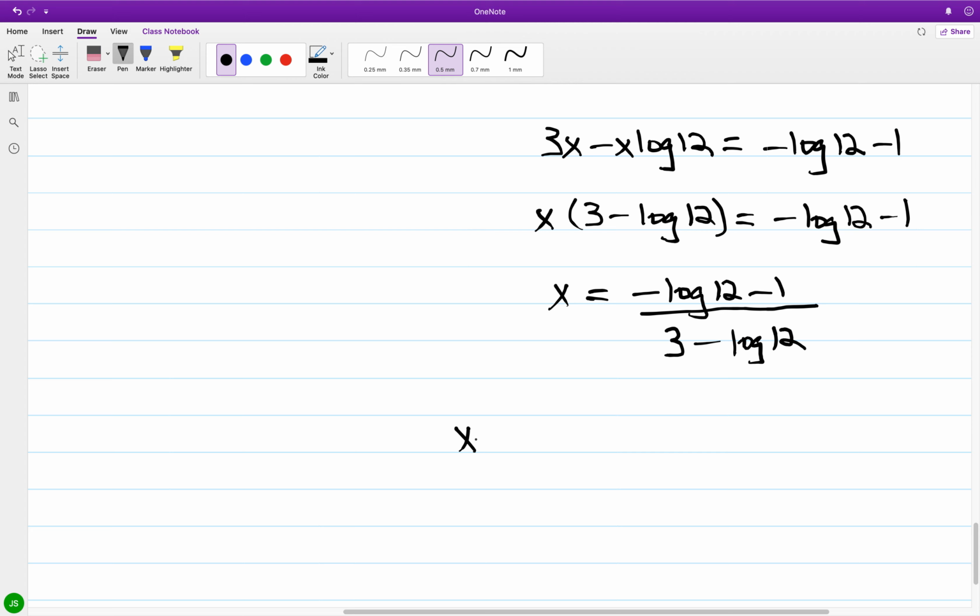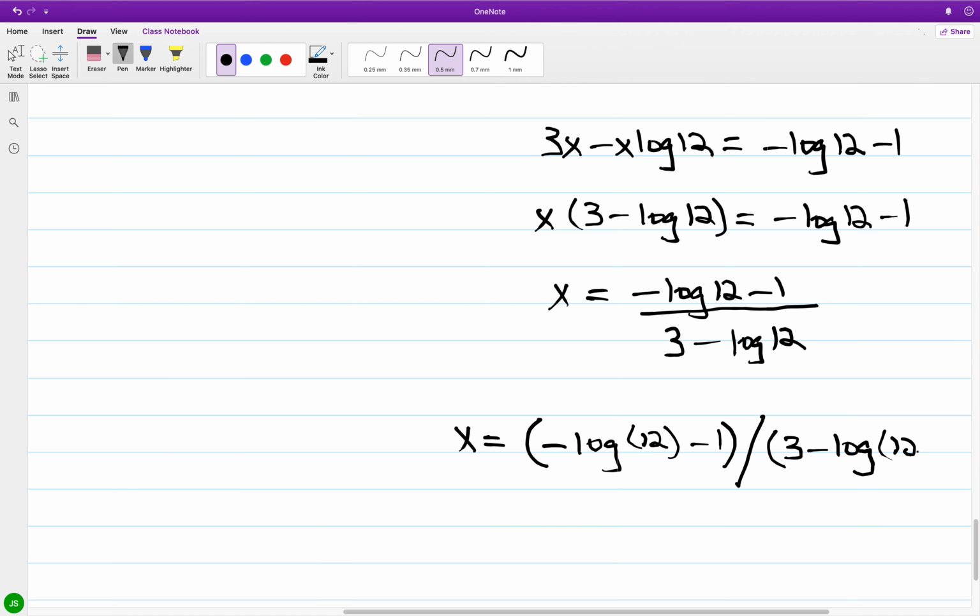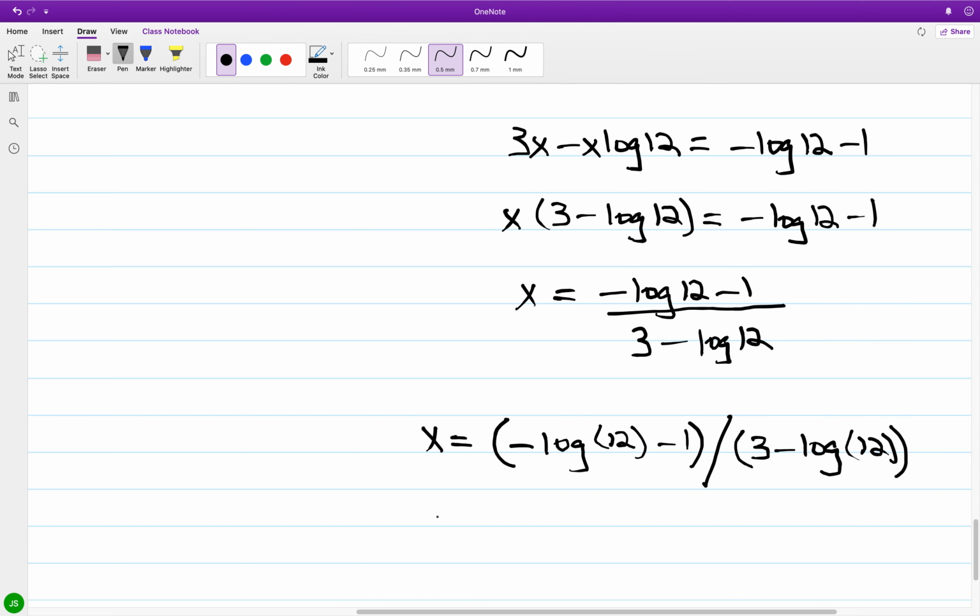Just putting this in calculator terms, we have the quantity of the negative of the base 10 logarithm of 12 minus 1, all over the quantity 3 minus the base 10 logarithm of 12. Close out for 12, and close out for the difference in the denominator. And for what we have approximately for x, minus 1.082.